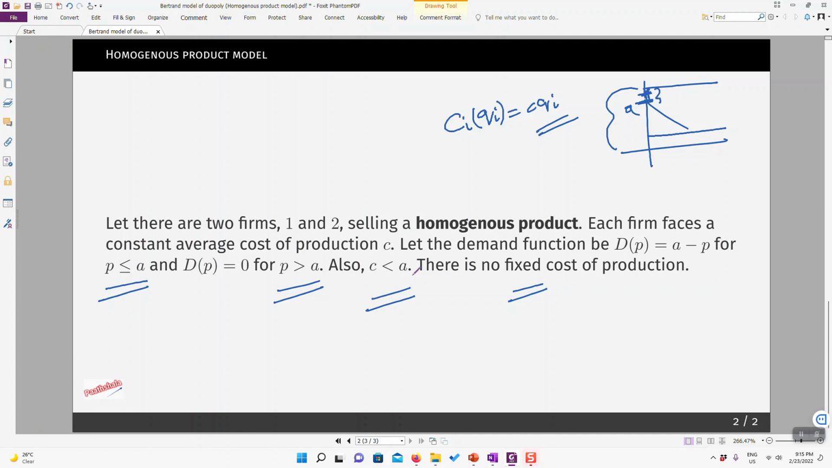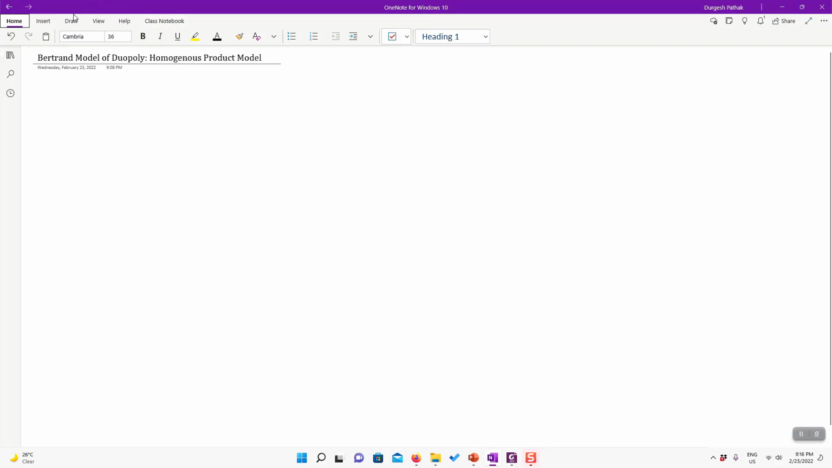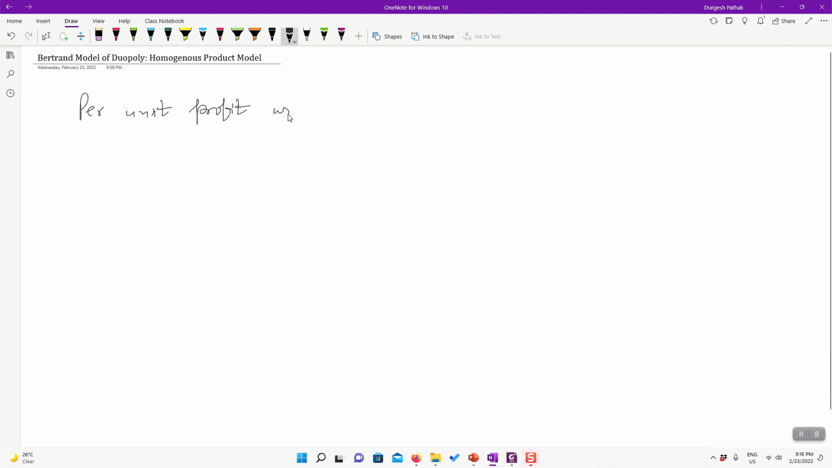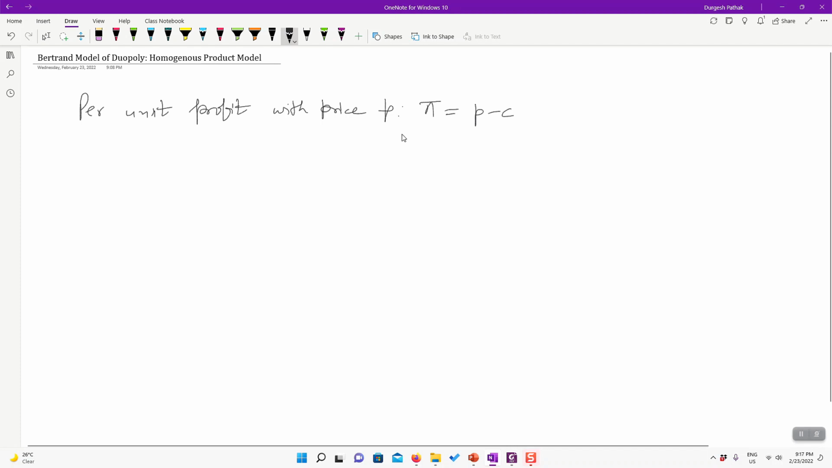So now let's use our trusted friend OneNote to understand how we solve this model. So let's continue solving this model. The first thing that I need to explain is that I can simply write that the per unit profit when a firm is charging price P can be given as pi is equal to P minus C. P is the price the firm is charging, and C is the average cost used for producing that particular unit. So that difference is giving me the average profit.